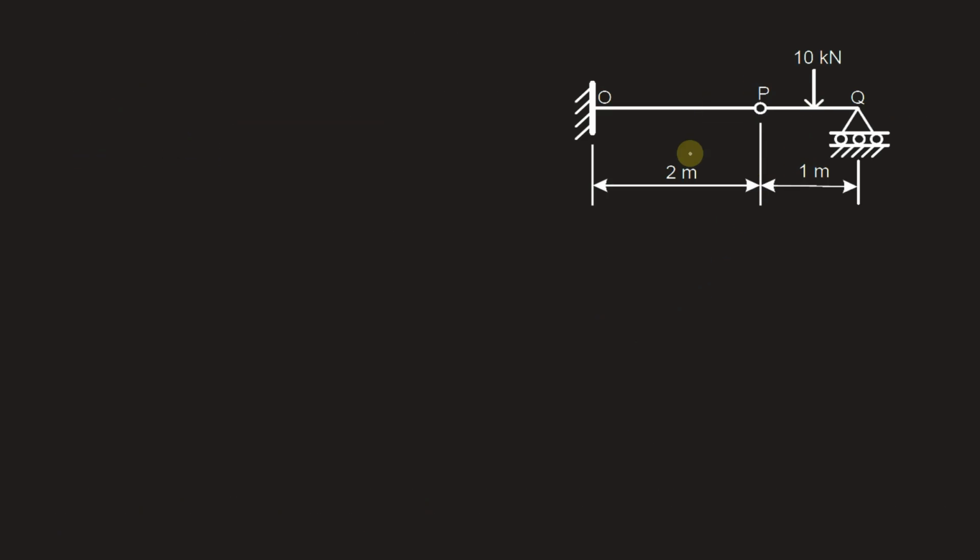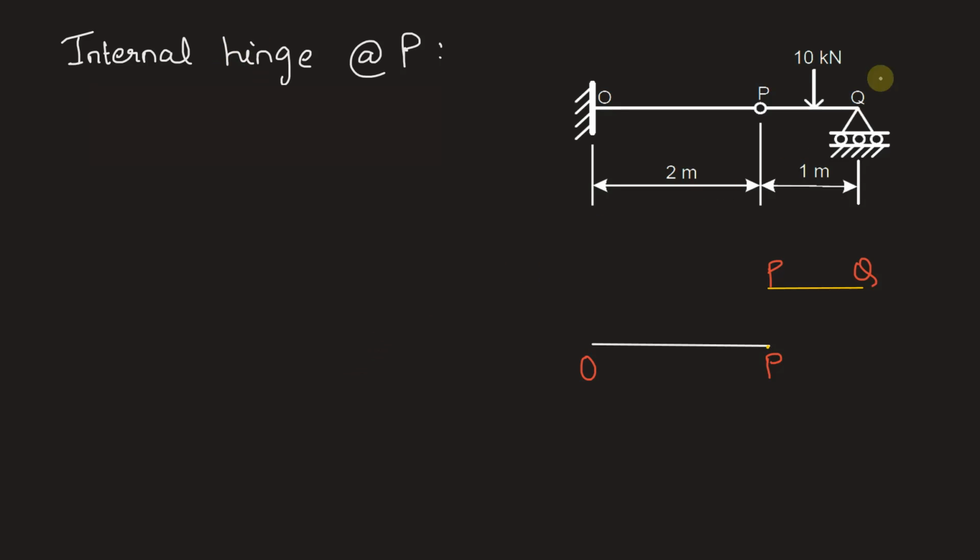Let's start by drawing the free body diagram of this beam. So we'll first draw the part OP and the part PQ separately. This is OP, this is PQ. At P there is an internal hinge. Now rotation here is allowed. So the member about this internal hinge can rotate and therefore the moment at this hinge will be 0. This is not a moment resisting hinge.